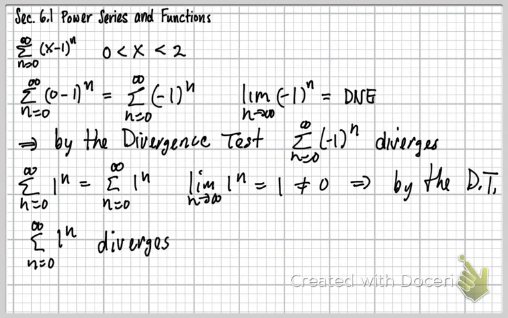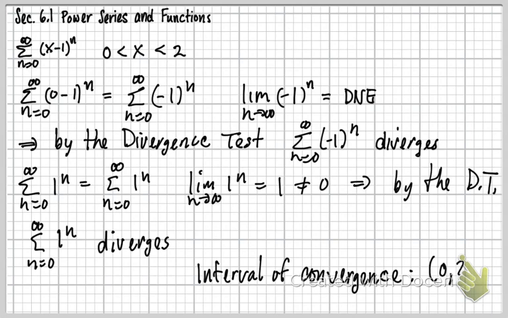So then I can say the interval of convergence is 0 to 2. There's my final.